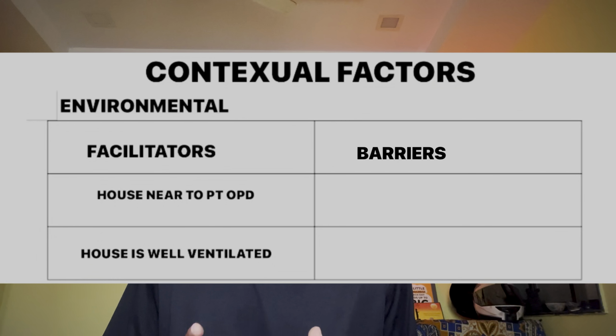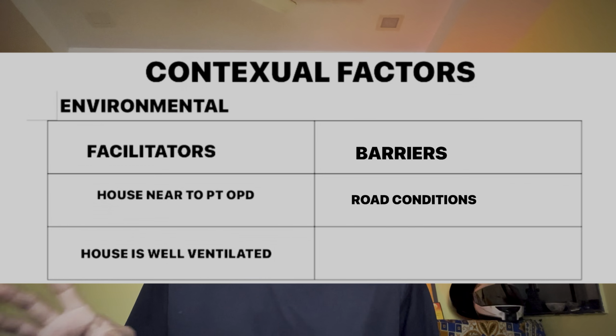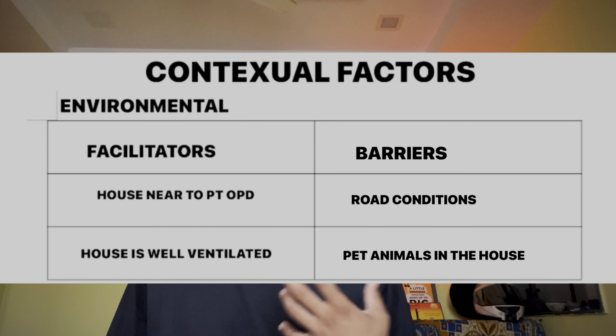Now talking about environmental barriers, one of the environmental barriers may be that the road conditions are not suitable. So this can hamper the prognosis. For example, if the patient has a fracture and he is coming by auto rickshaw and the condition of the road is not that good, then it can lead to a bad prognosis. Also in some cardiorespiratory cases, having pet animals in the house is one of the barriers which can hamper the prognosis of the patient. Again, you just have to think logically and see what will be the facilitators and what will be the barriers. I hope you have got a basic idea about ICF.